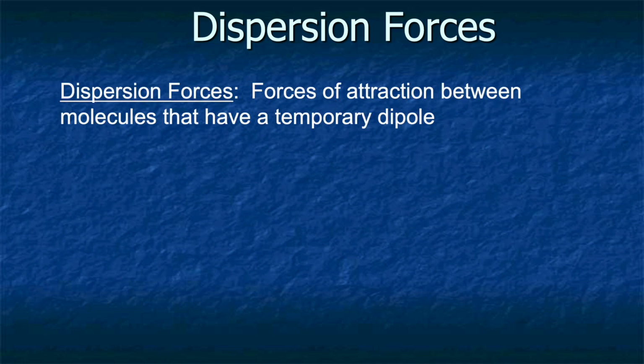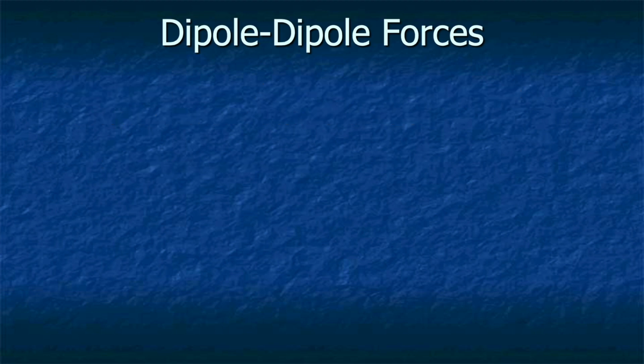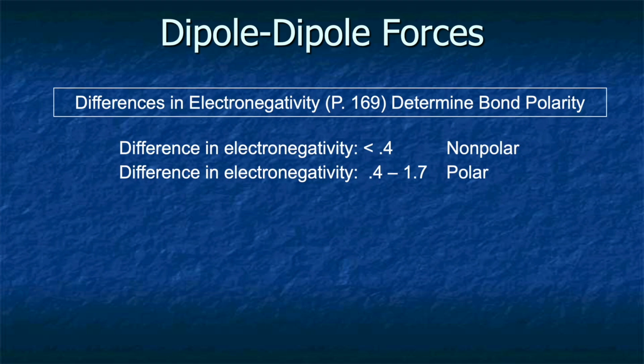So, the main thing to remember about dispersion forces is that they are forces of attraction between molecules that have a temporary dipole. So we're talking nonpolar substances. And this is a weak and temporary attraction. So dispersion forces are some of the weakest of the intermolecular forces. Next up are dipole-dipole forces. Dipole-dipole forces occur between polar molecules.